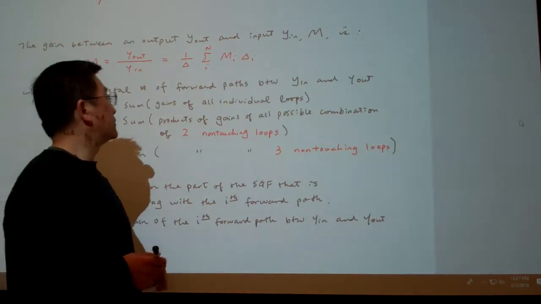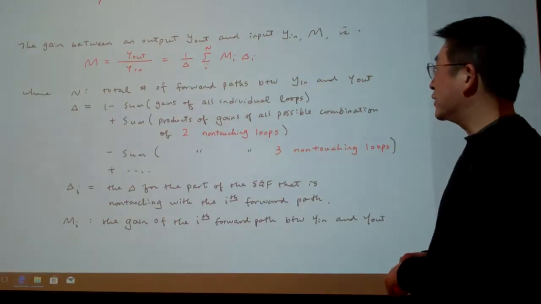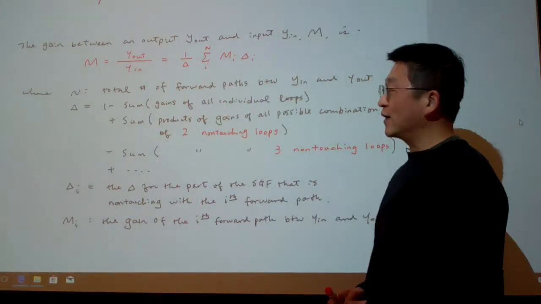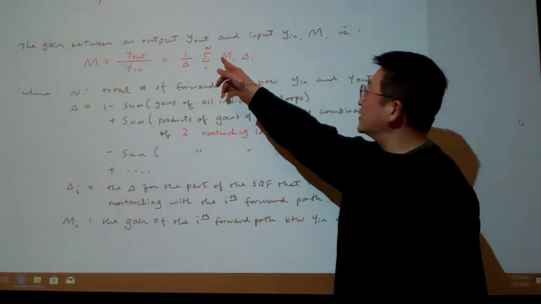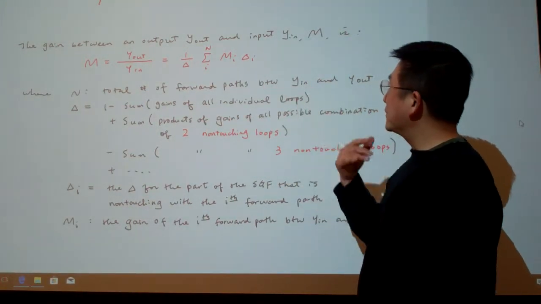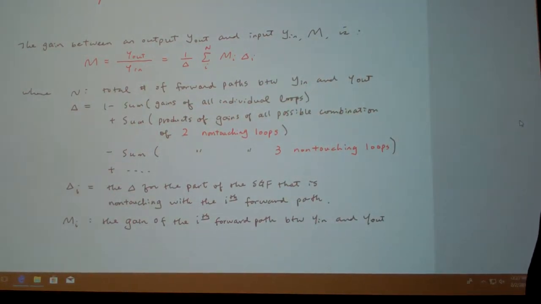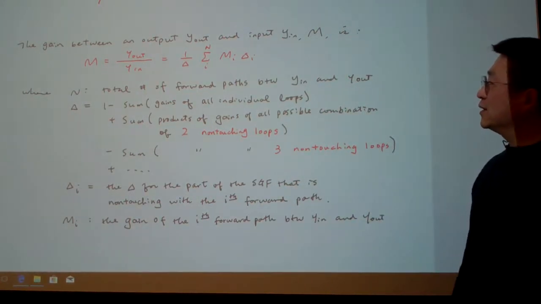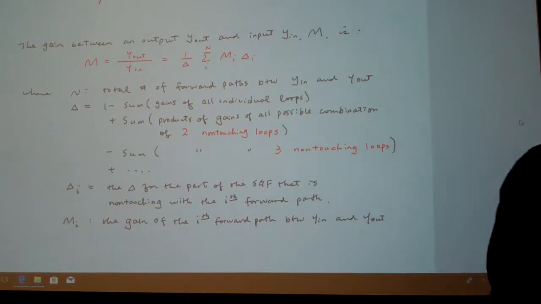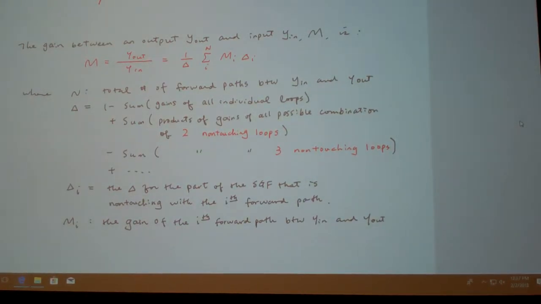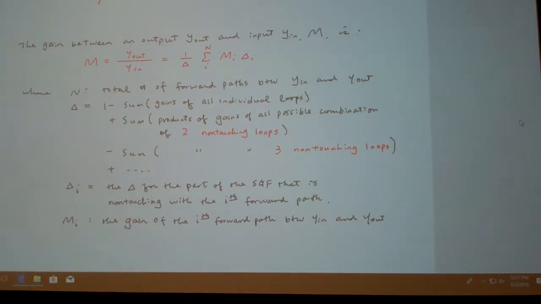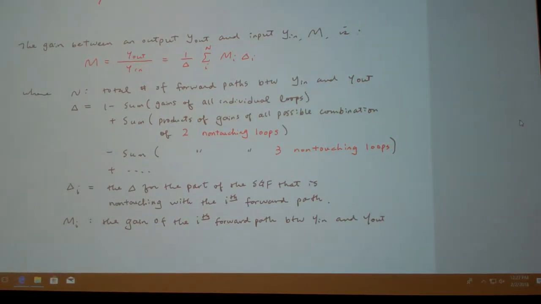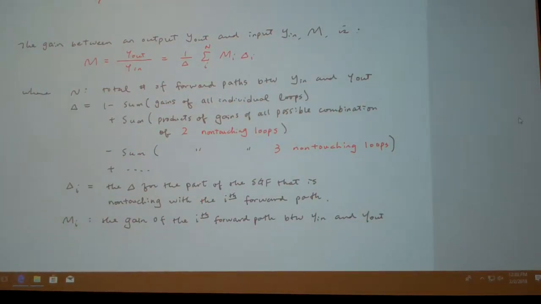Okay, and how to do it? The formula is pretty easy, just like this. And how to explain this one? So n is the number of forward paths between yn and y out. And so that is very trivial. So let me pick up one example, and in the meantime, I can explain. So let me do this example. This example is on your handouts.